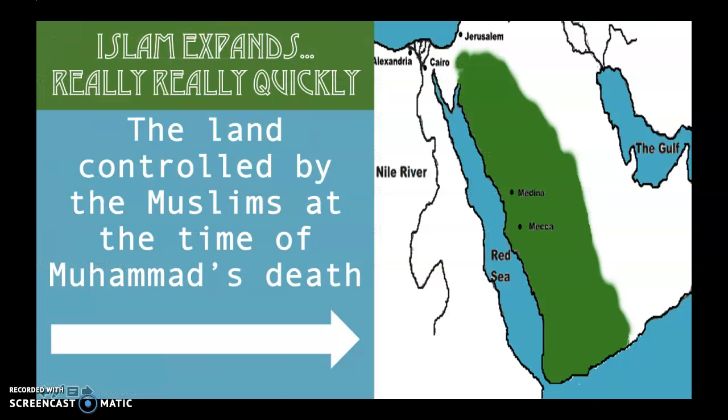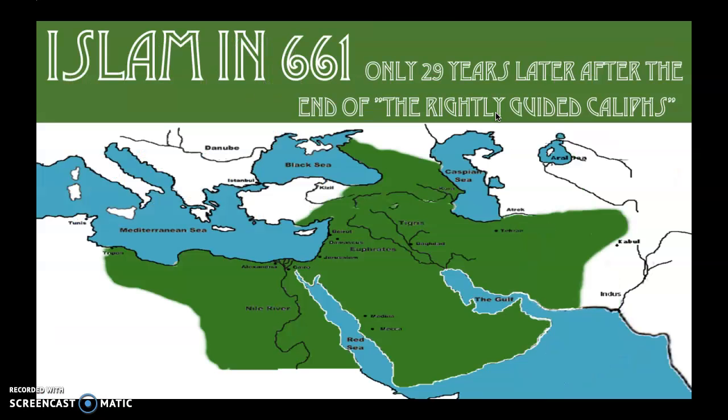So what does this practically look like on the map? So what you're looking at here in all of this green area, this is the land that was controlled by the Islamic Empire at the time of Muhammad's death. Now check this out. Within 29 years of Muhammad's death, after the end of these four rightly guided caliphs, they have expanded their empire dramatically. It goes from this tiny area here, isolated in Arabia, going all the way over into Egypt, all the way up into the Middle East, all the way over here into Persia, peaking its way almost into Europe.